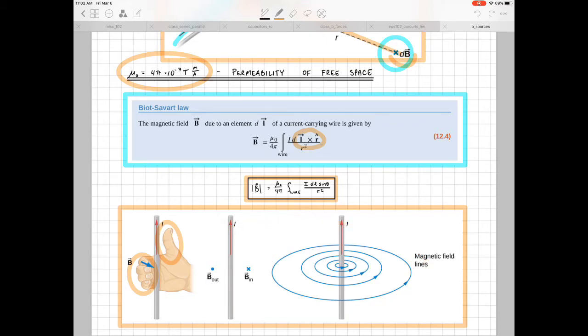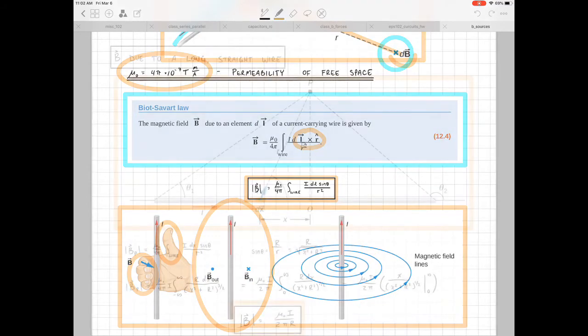And a typical way to represent the field is with this face-on view, where you only see the field going into the page and coming out of the page. That's a typical way to represent the magnetic field rather than trying to draw this three-dimensional picture.